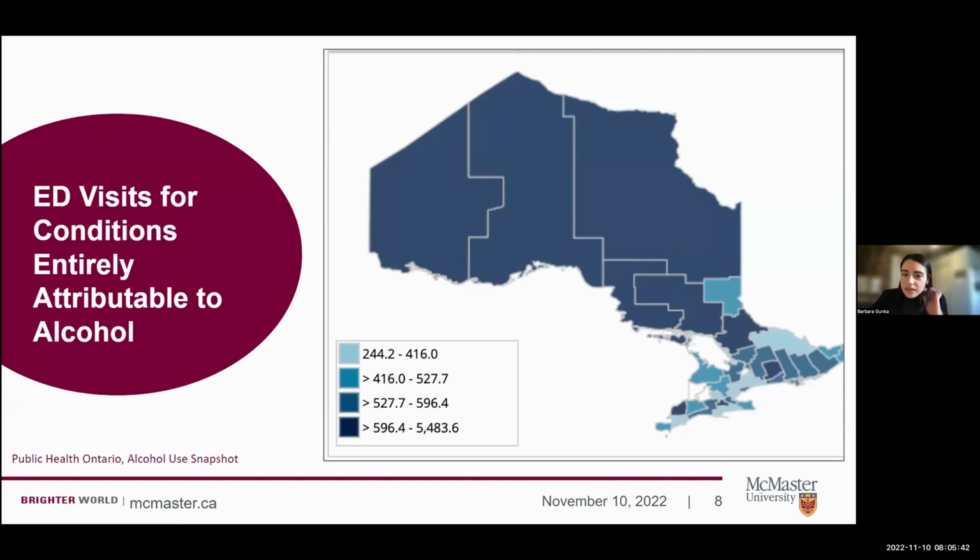Here we look at the ED visits for conditions entirely attributable to alcohol, and this comes from Public Health Ontario. We can see that in Ontario, people living in rural areas, more towards the northern regions, report higher rates of heavy drinking and have higher rates of ED visits entirely related to alcohol. Hamilton, although hard to see on this map, does actually fall in that 527 to 596 ED visits per 100,000 range. And so we definitely are on the higher range. And we do know that in Ontario and in Canada, more than 20% of people aged 12 and above do report heavy drinking.